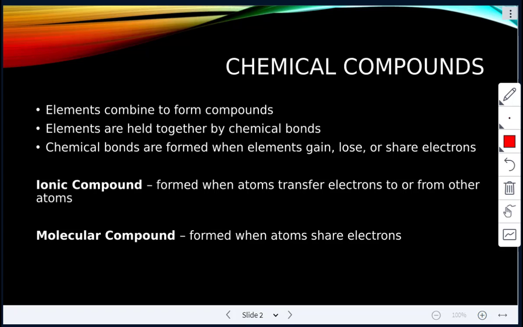All right, so elements can combine together to form compounds, and they are held together by chemical bonds. And these chemical bonds are formed when elements gain or lose, or share electrons. So when we have an ionic compound, this is when atoms transfer their electrons to or from other atoms. And a molecular compound is formed when atoms share electrons. And this is also called a covalent bond, when they share electrons.